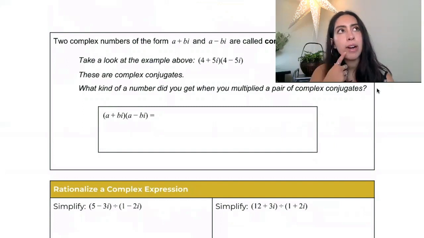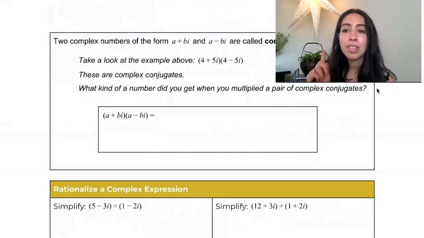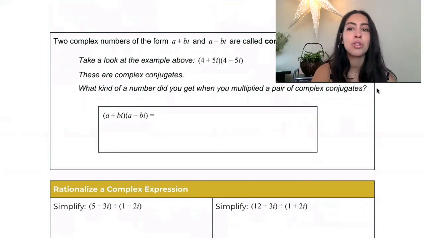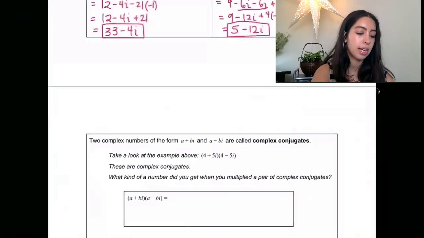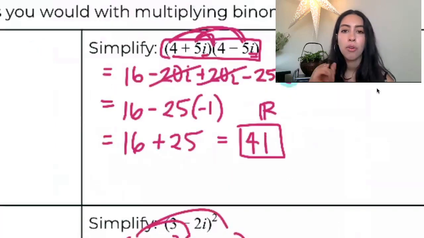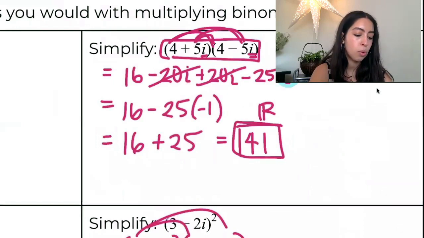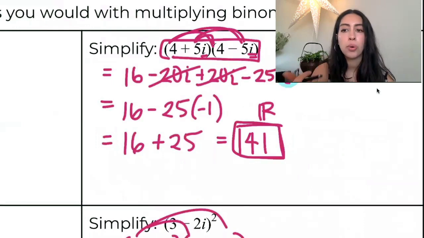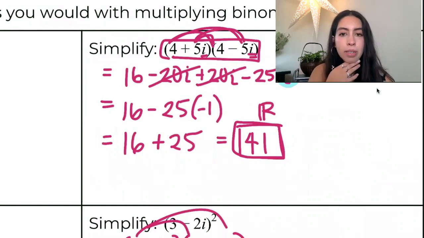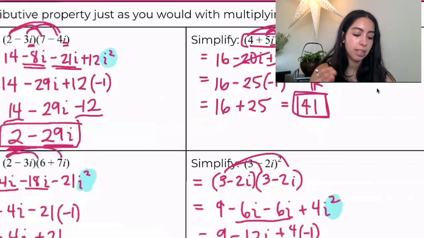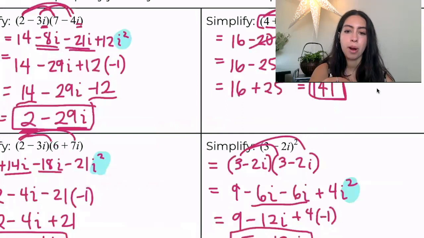So if we think about it, what example have we seen so far that takes two complex numbers and turns it into one real number? Well, we saw it in our example here. 4 plus 5i times 4 minus 5i gave us 41, which is a real number. So what is it about this specific problem that made it so that we ended up with a real number? There's something about it that's a little bit different from the other problems.